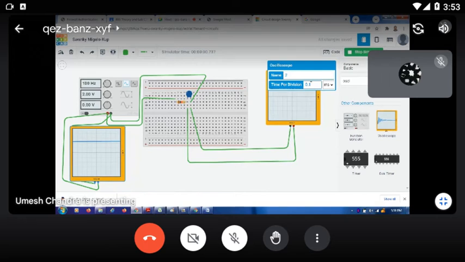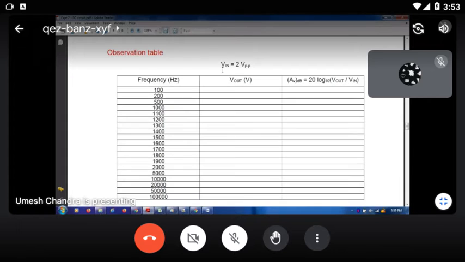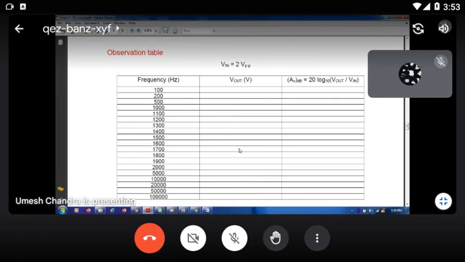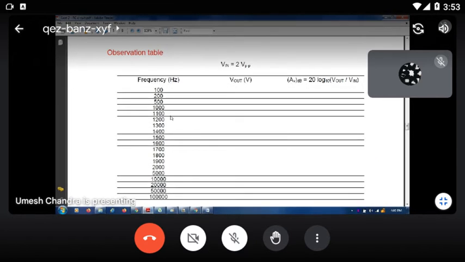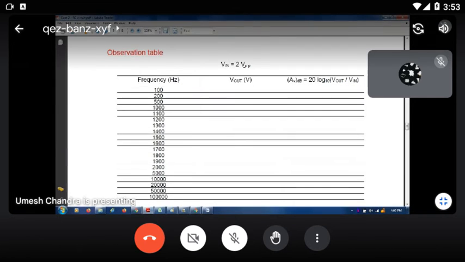Then you change the time period. You take 1 millisecond, both cases. Here, frequency is 100 hertz. Input voltage is constant, 2 volt. Then what is your output voltage? When you give the 100 hertz frequency, what is your output voltage? And when you give the 200 hertz frequency, what is your output? 500 hertz, 1 kilohertz, up to 100 kilohertz. You calculate only the output voltage, not input voltage. Why? Because input voltage is always constant.